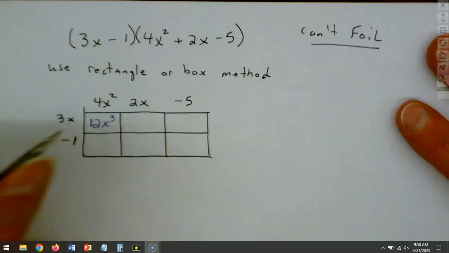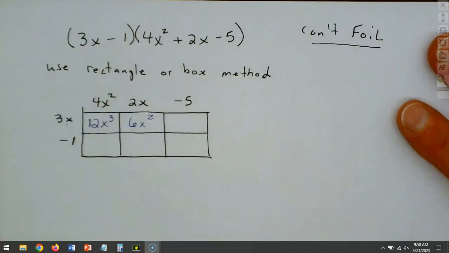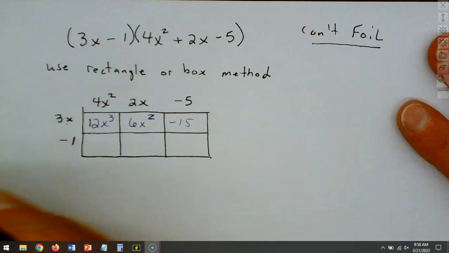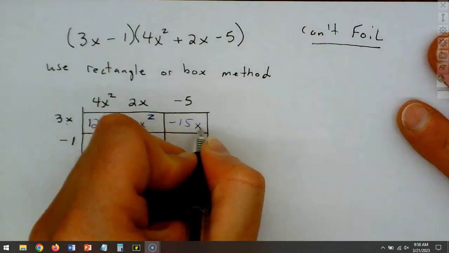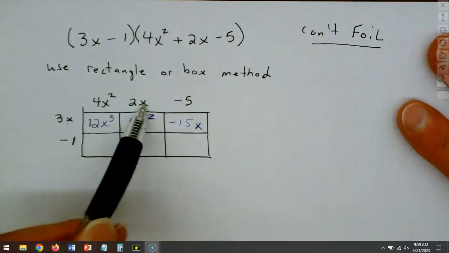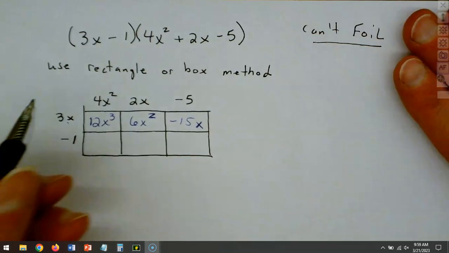3 times 2, that makes it a 6. X and x makes it an x squared there. 3 times a minus 5, well, that makes it a minus 15x. Is everyone okay with how I'm getting the numbers? Okay. Next row, same procedure.